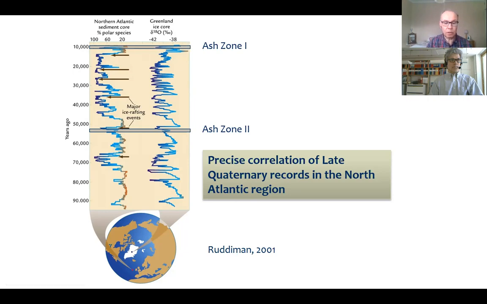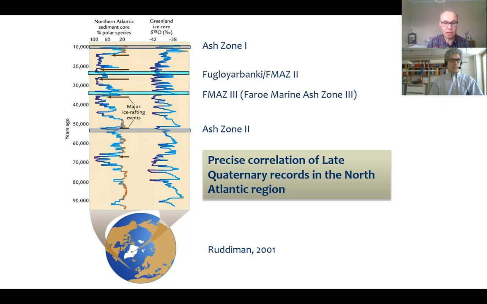So I've been working with this together with colleagues in Swansea, in the United Kingdom, in Wales. And we have been able to find another two ash layers that have now been found both in the marine cores in the North Atlantic and in the Greenland ice cores. One of them was called the Faroe Marine Ash Zone 2, and another one the Faroe Marine Ash Zone 3, which is actually a number of ash layers from more or less the same volcano. And our results seem to show that these major changes between warm and cold conditions in the North Atlantic region are synchronous between the North Atlantic and the Greenland ice cores.